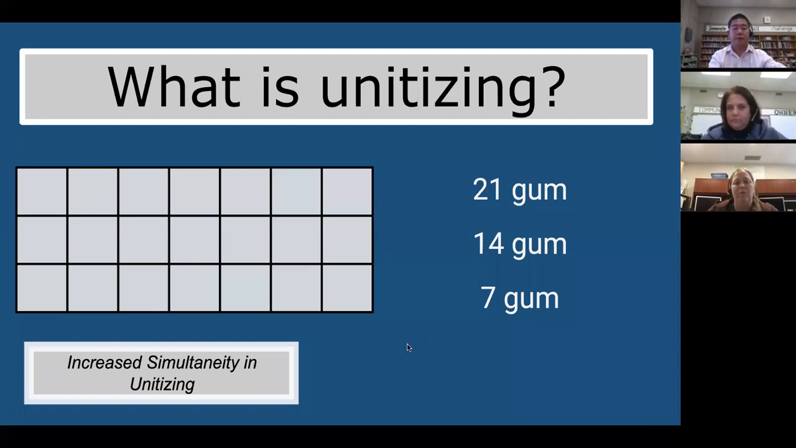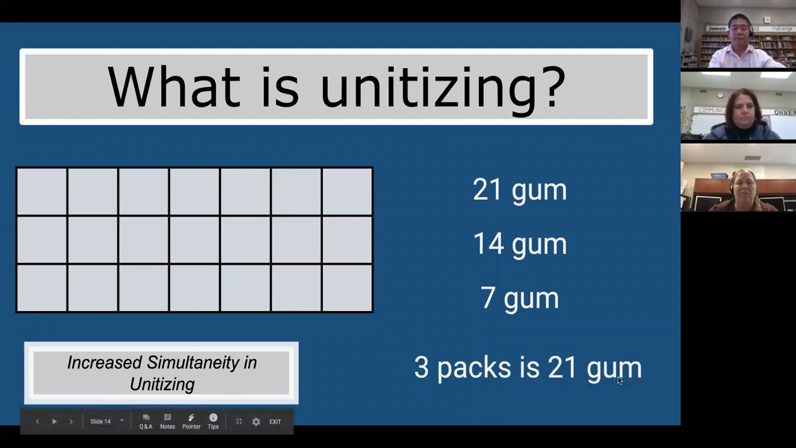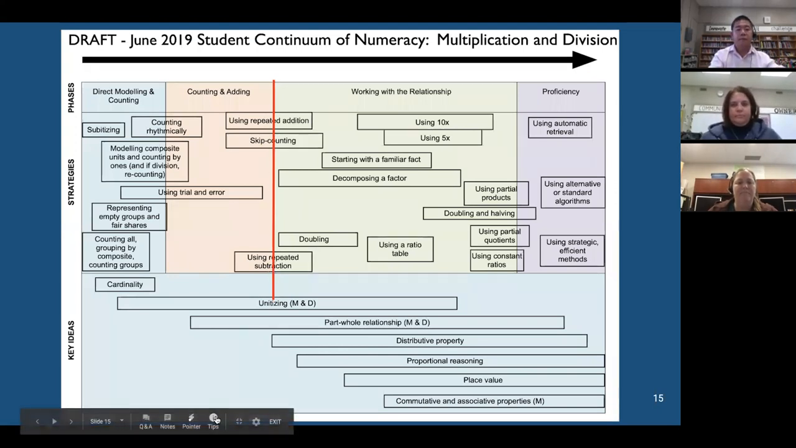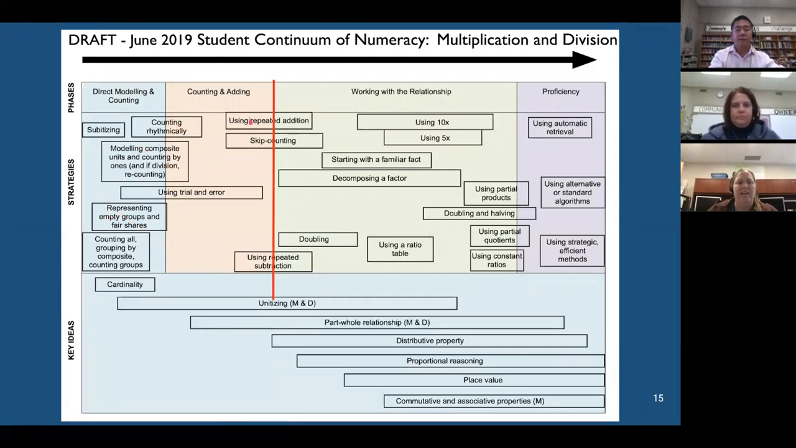Then in our first session, when we looked at the strategies on the continuum, our students got to the point where they could add up the gum. So they could say, 7, 14, 21, and they could tell us at the end of that 3 packs would be 21 gum. They've gotten pretty far along the continuum here, and I've noted their progress with this red line. We've worked through some of these initial strategies, including maybe skip counting and repeated addition, which we talked about a fair bit in the last session.